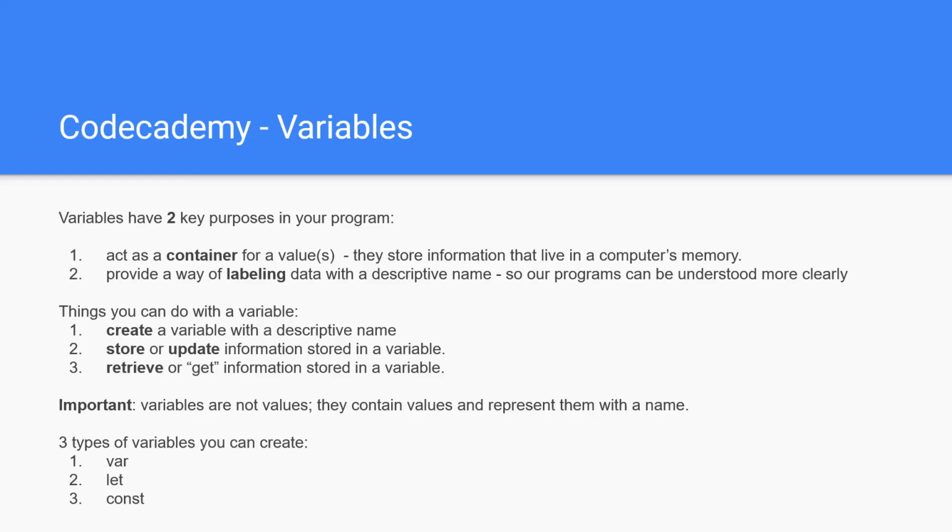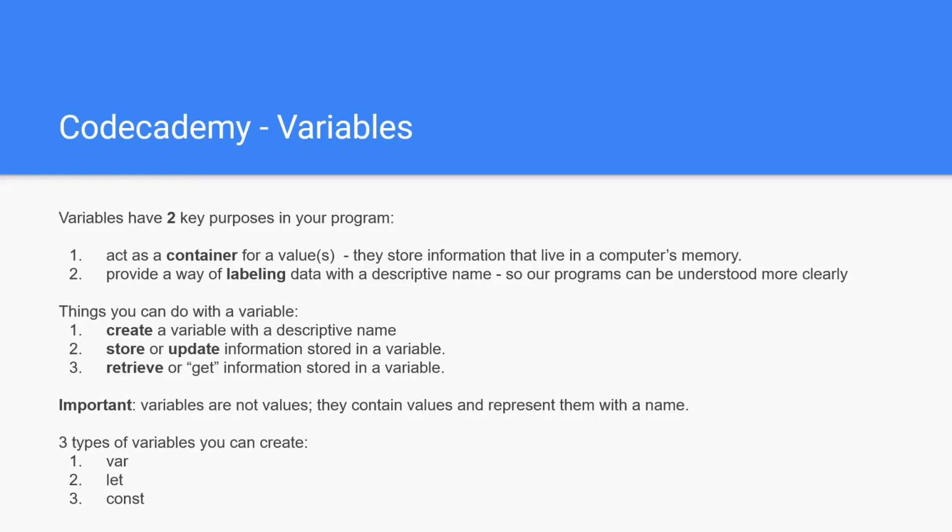Third is you can use variables to retrieve or get information that you've stored in the variable. That's probably one of the more common uses of a variable, is that you're putting information in there for you to be able to get at it and use it in your program. The important thing to keep in mind is variables are themselves not values. They are containers that store values and are represented by a name.